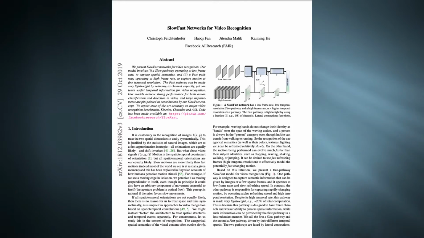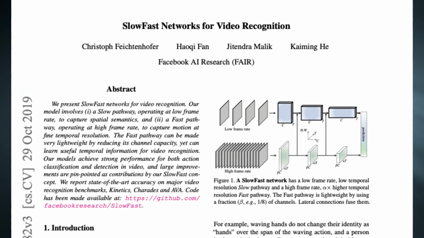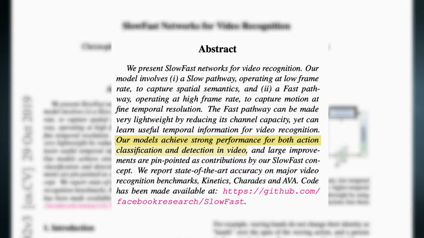Today, we will look at SlowFast networks for video understanding, which is from Facebook AI Research. This model can be used for both action recognition and action detection. SlowFast networks achieves state-of-the-art accuracy in Kinetics 400, Kinetics 600, Charades, and AVA datasets, which are popular datasets for video understanding, action recognition, and action detection.